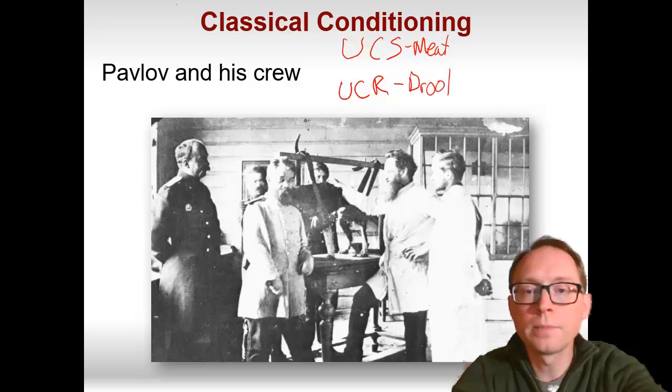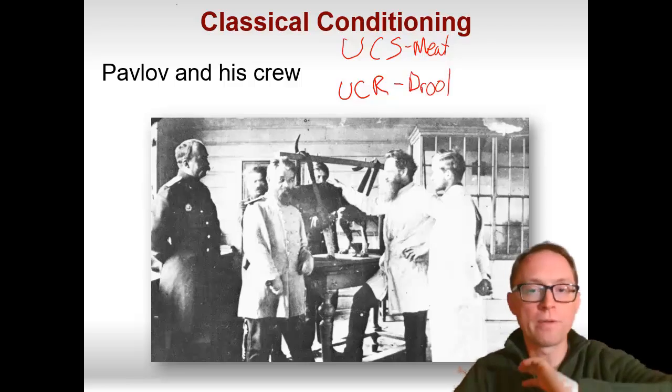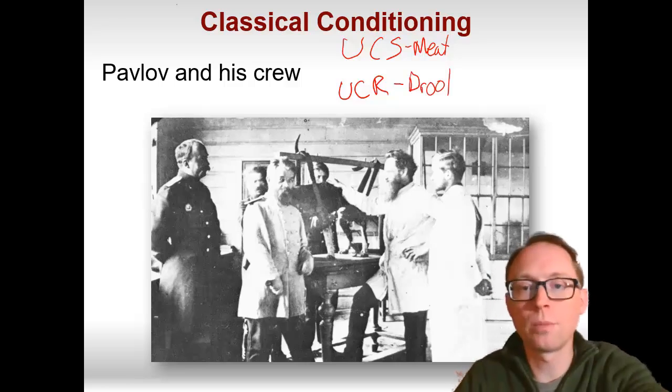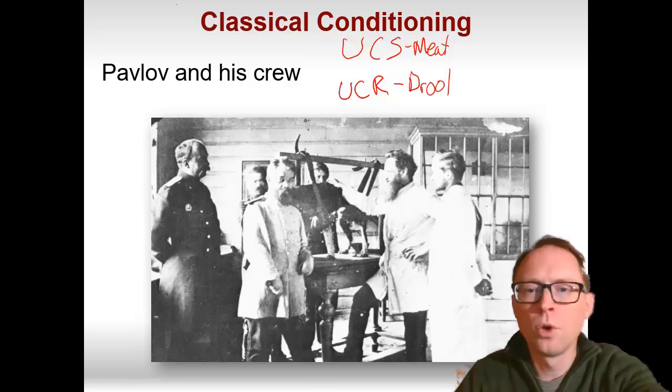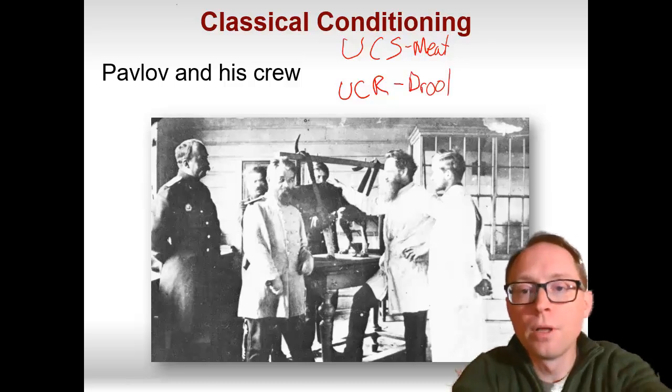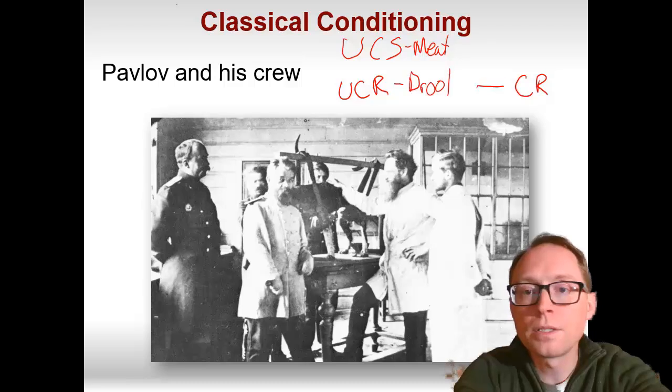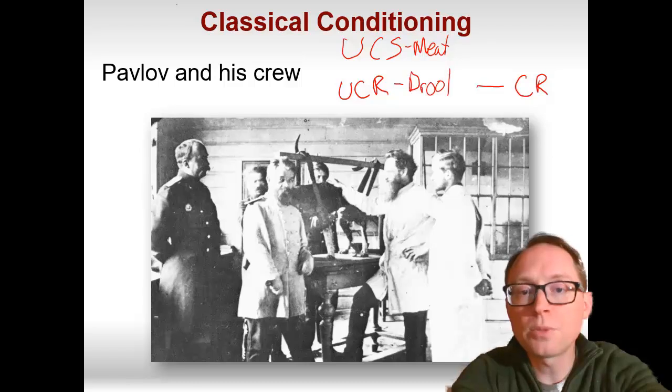All right? It is totally normal for a dog to drool, that's the reaction, when it encounters the stimulus, meat. Okay? Meat leads to drool, naturally. You haven't done anything here. That's totally normal. What we're trying to do here, though, is get, instead of a UCR, a CR. Well, guess what? The CR and the UCR have to be the same thing. Drool must be the UCR and the CR.